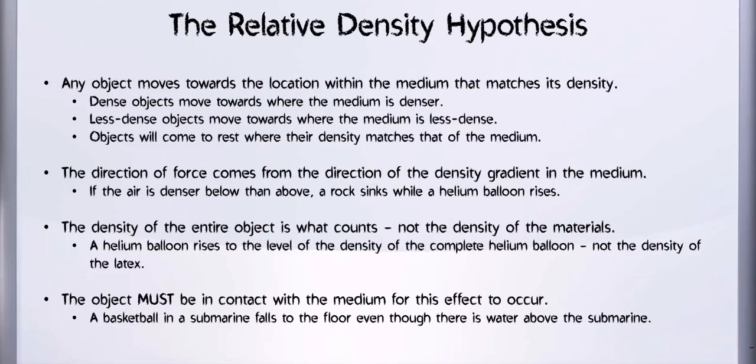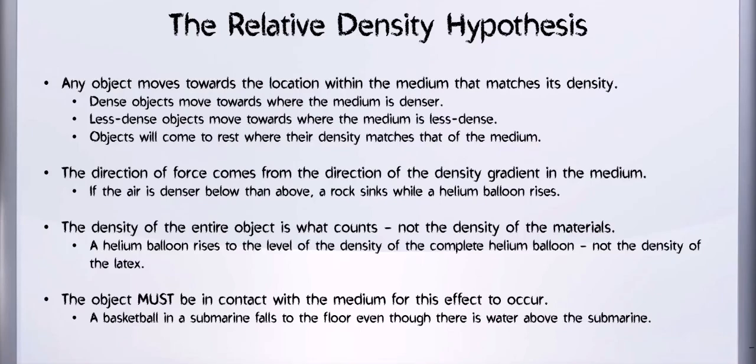So here we go. To begin with, any object moves toward the location within the medium that matches its density. To clarify, dense objects move toward wherever the medium is denser, and less dense objects move toward the location within the medium that is less dense. So objects will come to rest where their density matches that of the medium they're in. Okay, so dense objects move towards where the medium is denser. Yep. And then less dense objects move towards where the medium is less dense. Yes.